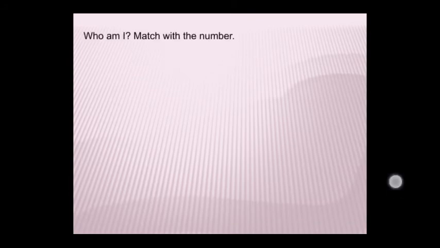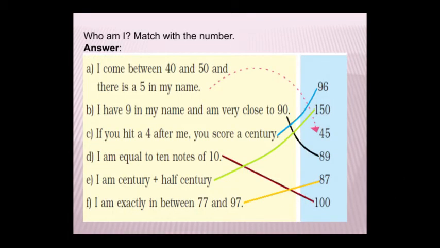Who am I? Match with the number. I come between 40 and 50, and there is a 5 in my name. See, here you can see in between 40 and 50 the number is 45, and if you read the number name of 45, 5 also is there, so this answer is 45.